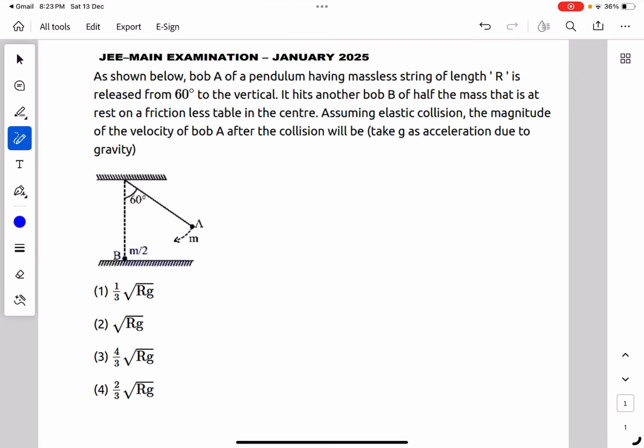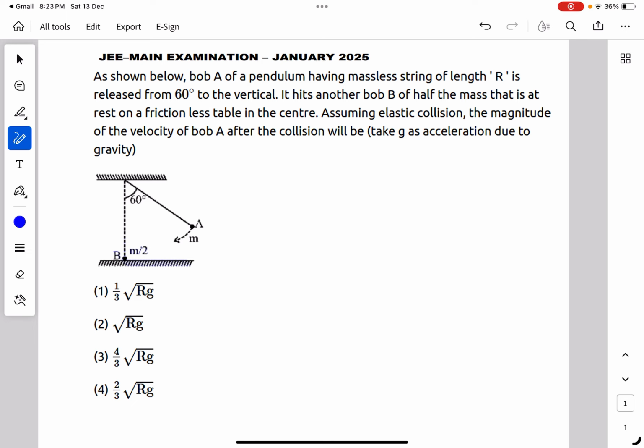Hi everyone, let's take up a question on conservation of momentum. As shown below, bob A of a pendulum having massless string of length r is released from 60 degrees to the vertical. It hits another bob B of half the mass that is at rest on a frictionless table in the center. Assuming elastic collision, the magnitude of the velocity of bob A after the collision will be.